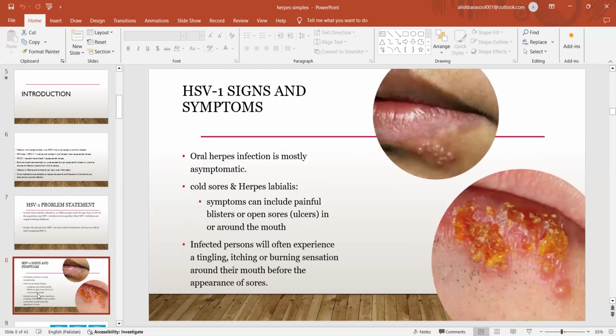Herpes simplex virus 1 signs and symptoms. Oral herpes infection is mostly asymptomatic. Cold sores and herpes labialis. Symptoms can include painful blisters or open sores in or around the mouth. Infected person will often experience a tingling, itching, or burning sensation around their mouth before the appearance of sores.